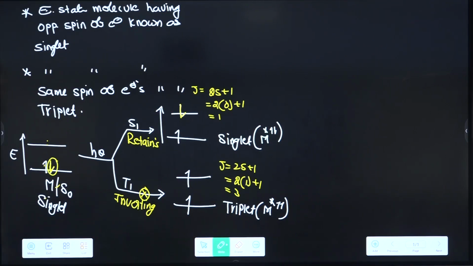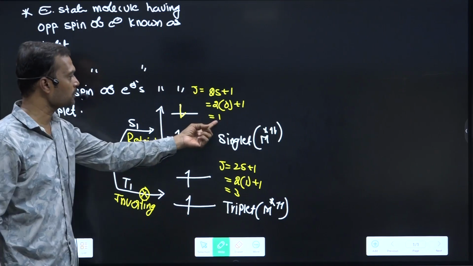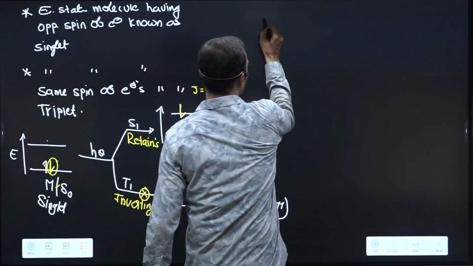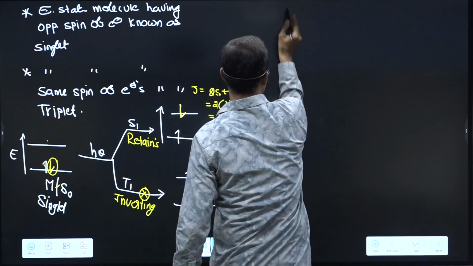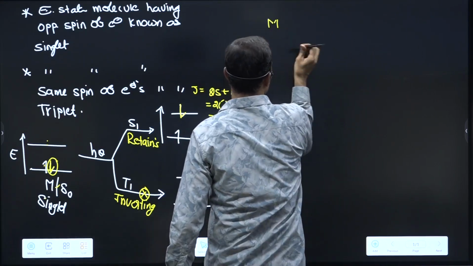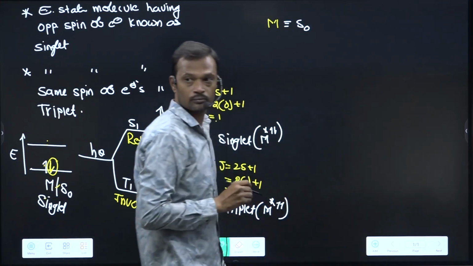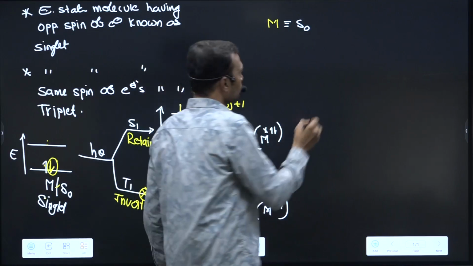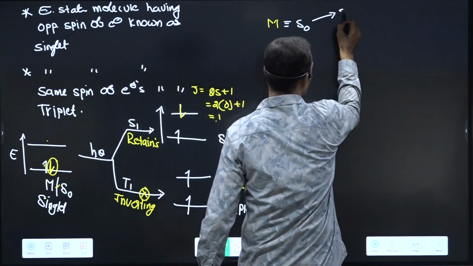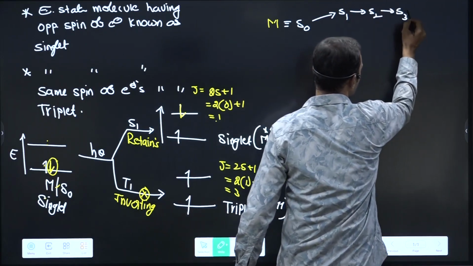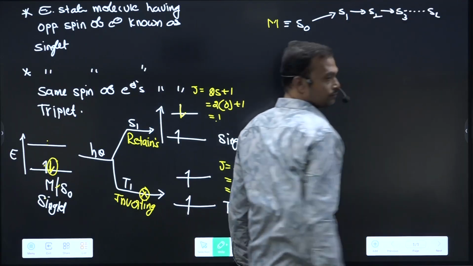Clear? So this is a formula to calculate multiplicity. Singlet multiplicity 1, triplet multiplicity 3. Suppose I take any molecule in the ground state. The ground state molecule has S0. So when the ground state molecule has S0, it will give S1, then S2, then S3, and so on.